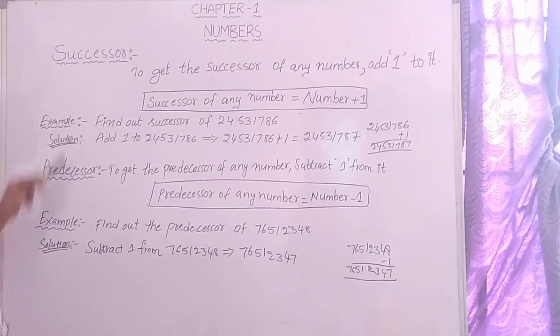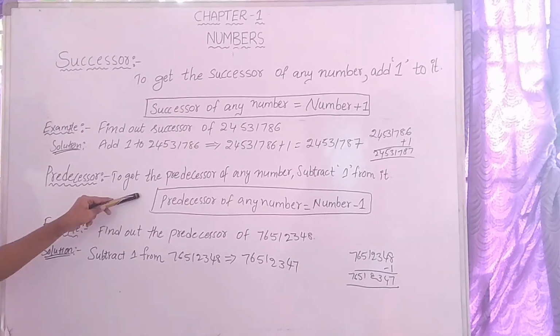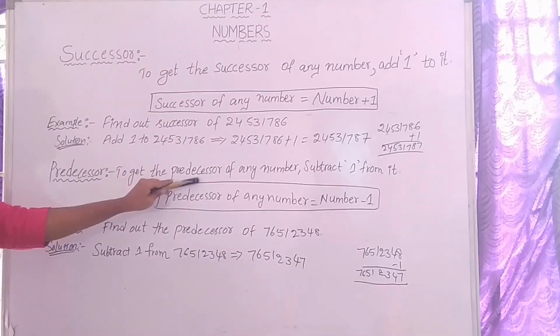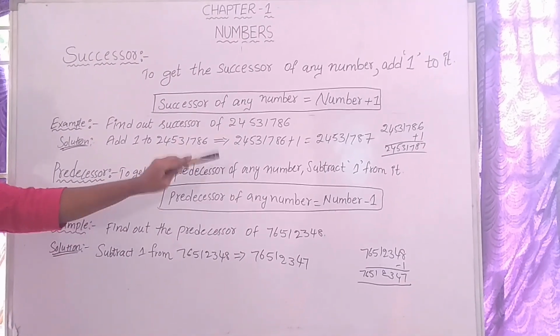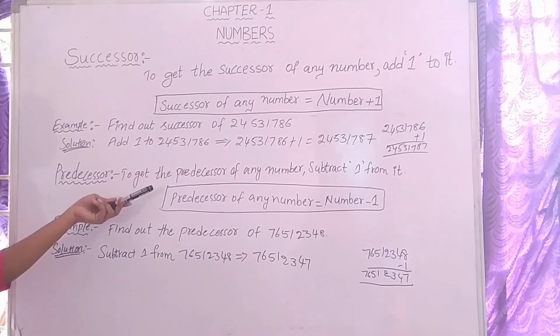Successor means we have to add plus 1. Predecessor means we have to subtract minus 1. To get the predecessor of any number, subtract 1 from it. We have to subtract 1 from any number.